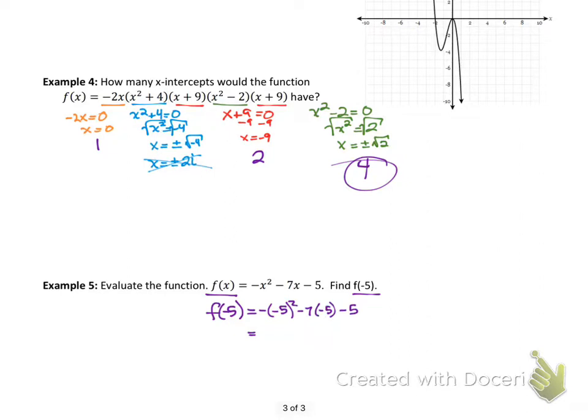Now, negative 5 squared is 25, so we have negative 25, because you apply this negative afterward. Negative 7 times negative 5 is positive 35, and then minus 5. Well, negative 25 plus 35 is 10, and 10 minus 5 is 5. So that's it.